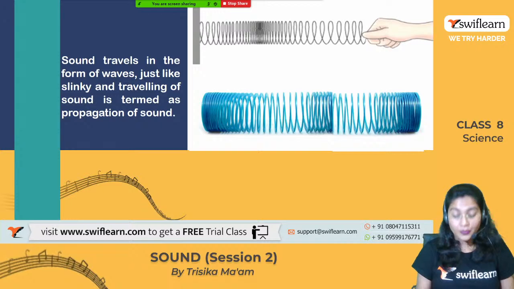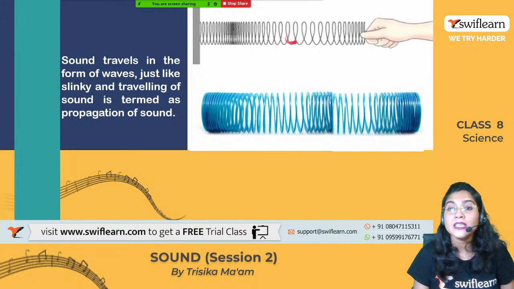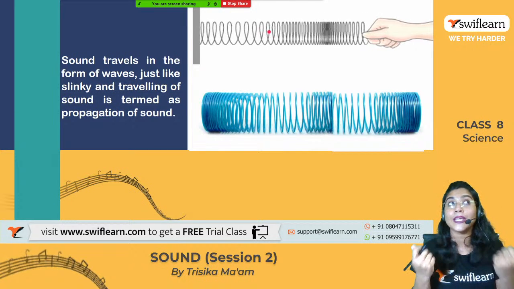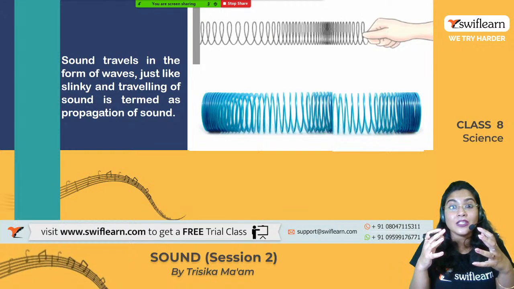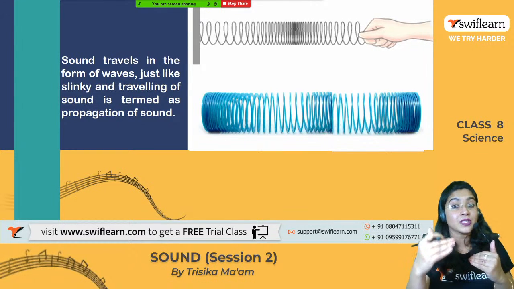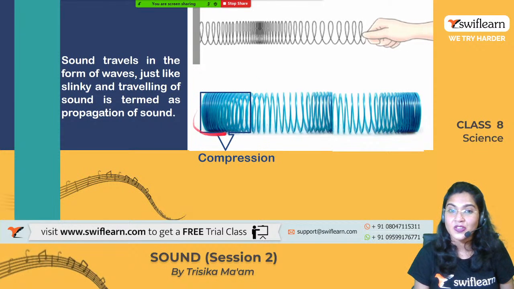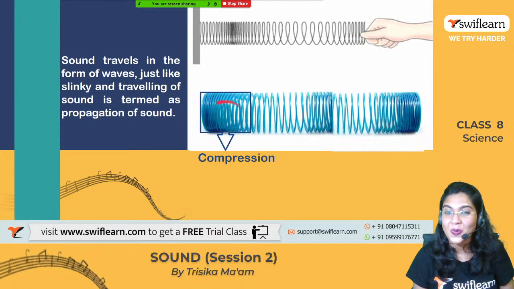Okay, so the region where you can see that the rings of the slinky are compressed, having a high pressure, or we can say the high density of air if we produce the sound, that region is known as compression. Can you see over here? This region is known as compression.